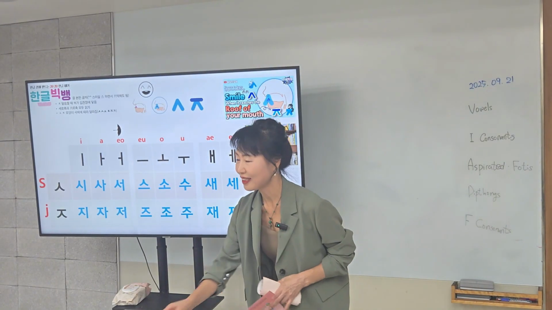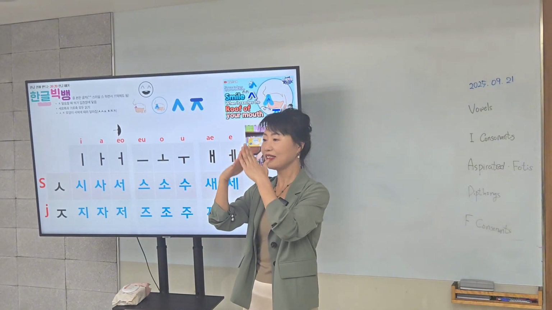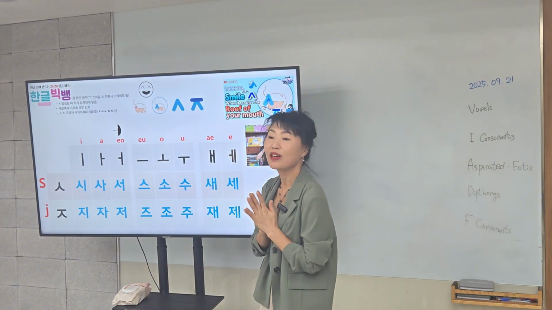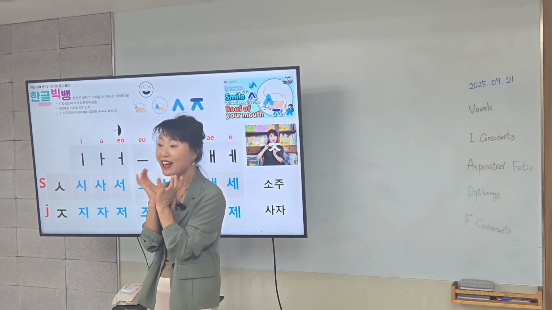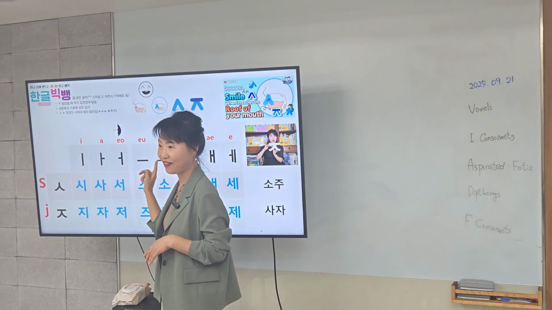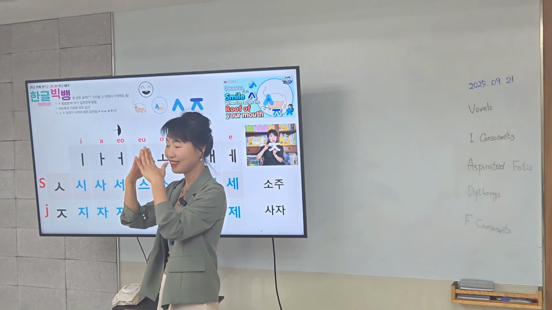And then the last initial consonant. So this is S. The S is modeled after the shape of a tooth. But I will give you another hint. When Koreans draw a smiling face, we draw like this. So this is a smiling face. So this is smiles. Smiles.